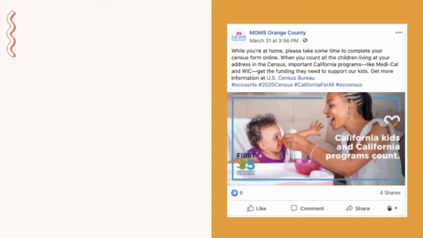of an organization that I worked with last year. And in this post, what they're trying to do is get people to register and take the US Census that happened in 2020. So, this organization is Moms of Orange County. This photograph, the visual, I think is so cute, it's spot on for who they serve.